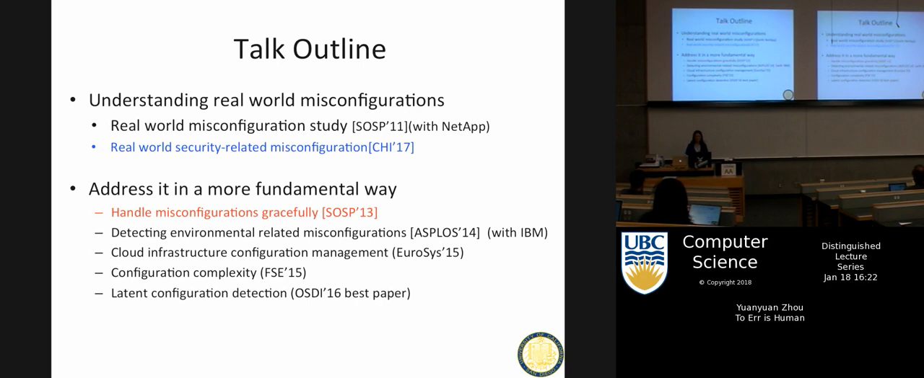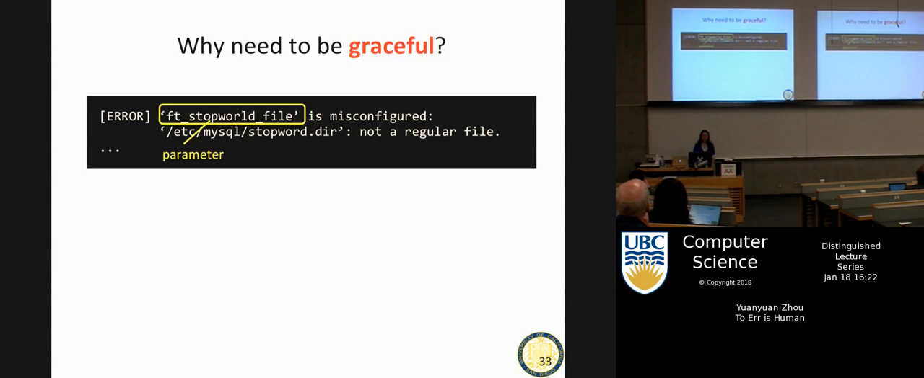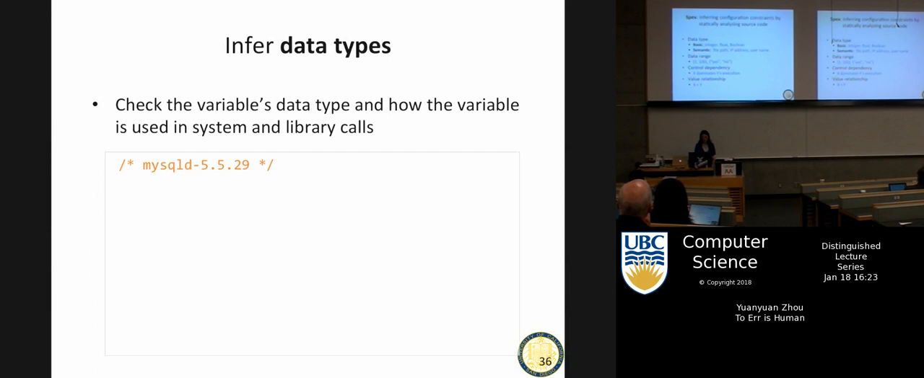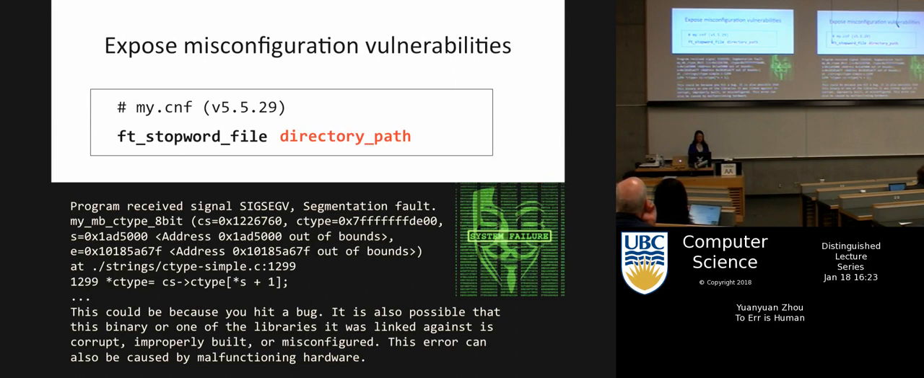In this case, I'll skip this part. Many times, when the system admin misconfigures, the system is going to crash, like a segmentation fault. So what we're trying to do is harden the system, make sure at least it doesn't crash, and it reacts gracefully to misconfigurations. I skip all those details here. But basically we're trying to expose the misconfiguration vulnerabilities and reduce these cases. I just want to show you the results.